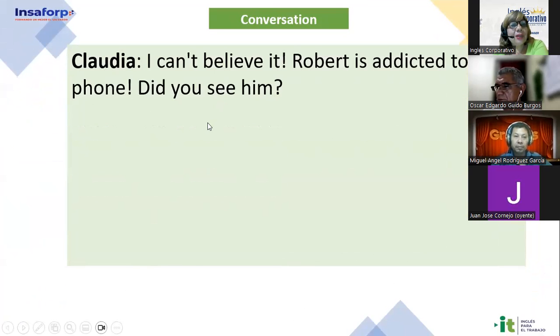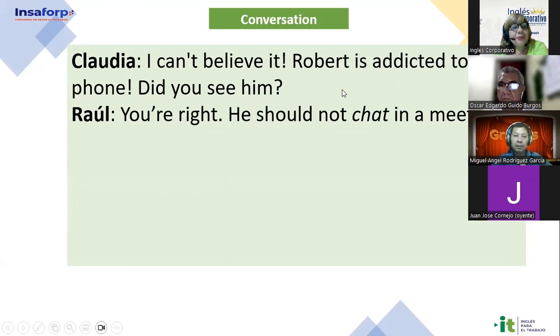Conversation. I can't believe it. Robert is addicted to his phone. Do you see him? Okay, many people are addicted to phone these days. You are right. He should not chat in a meeting. Okay, you look at here how this person is using should in negative. Okay, is it convenient or not convenient to chat according to this? What, to chat in a meeting?